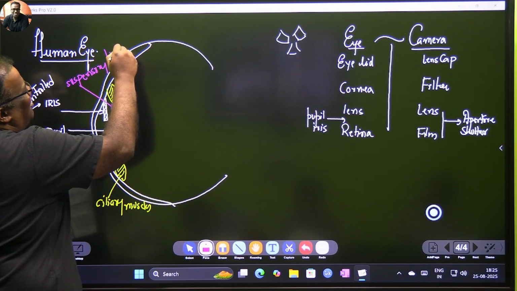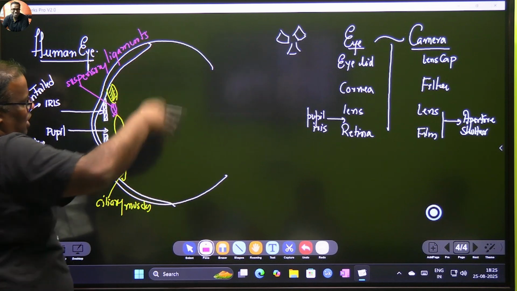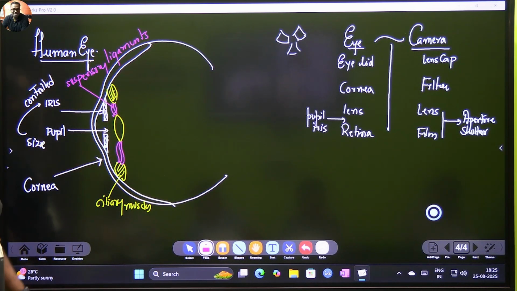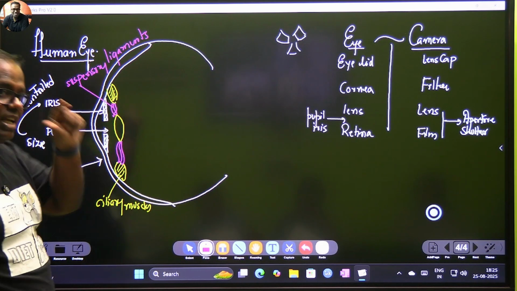Suspensory ligaments. May be important, may not be important. Grade 8, nobody will ask you to draw. Now this is your lens. The eye lens is very interesting. This is like a gelatinous lens.